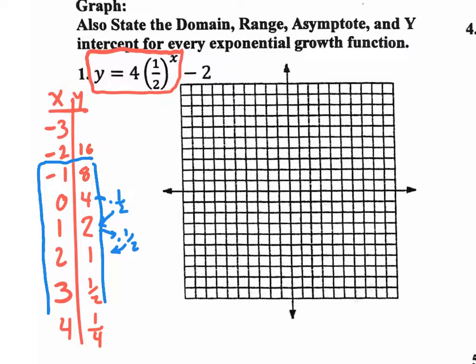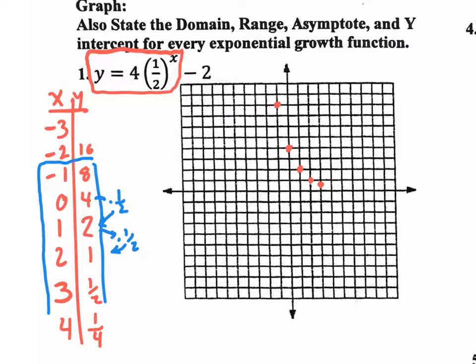So let's graph those. -1 on the x, 8 on the y is up here. 0, 4: 0, 1, 2, 3, 4 is right here. 1 on the x, 2 on the y is right there. 2, 1 is right here. Then 3 and a half: from the origin, if you go out 3, and then halfway up, it'll only be right there.